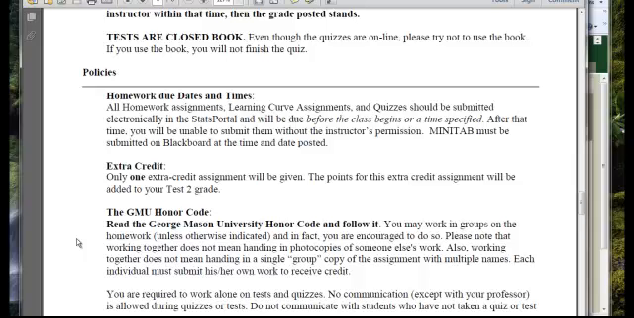There's going to be 1 extra credit assignment, and that will happen around the second test. And it's worth 2 points towards your test 2 grade.